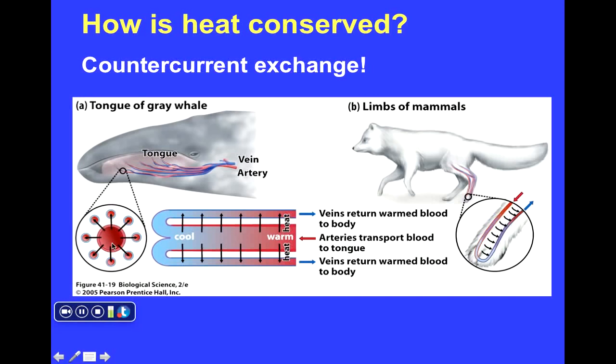A more extreme example, if we look toward the left, is the tongue of a whale, where you often see a single artery totally surrounded by veins. So any heat lost by this artery is mostly picked up by the veins before it's returned to the heart. So again, this is just one way that these animals can conserve heat under very cold conditions.